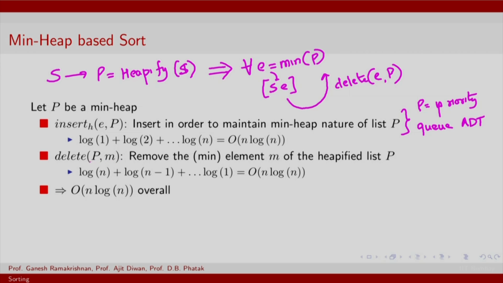Similarly you delete element E from P. This you do by removing that min element and pushing it into the sequence S. This is order n when you remove the first element, and then it is log n minus 1 and so on. Again eventually it is order of n log n. So order n log n overall. Is it possible to avoid constructing an external data structure P and instead do in place heap construction?